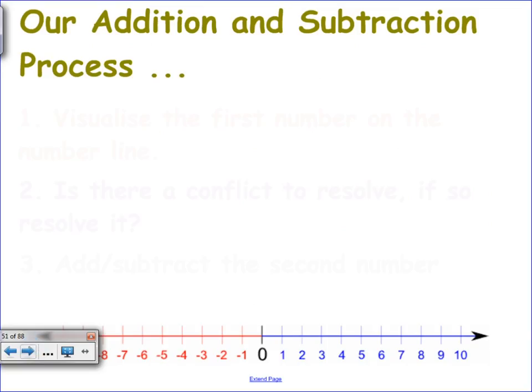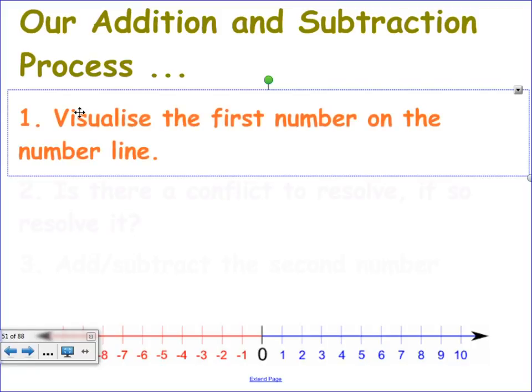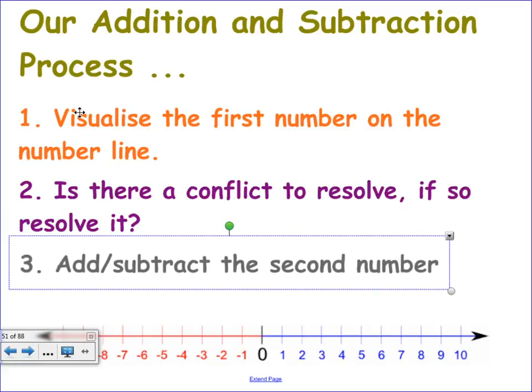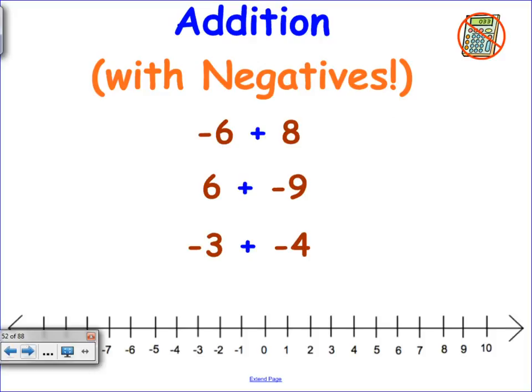Let's do it again. So we've got our process. Visualise the first number in our problem, whether it's positive or negative. Is there a conflict to resolve? If there isn't, if it's telling you to add, just go that way. And if it is, resolve it. Okay, so if you've got a plus and a minus in there, resolve it. And then finally, add or subtract depending on the outcome. So have a go at those 3.